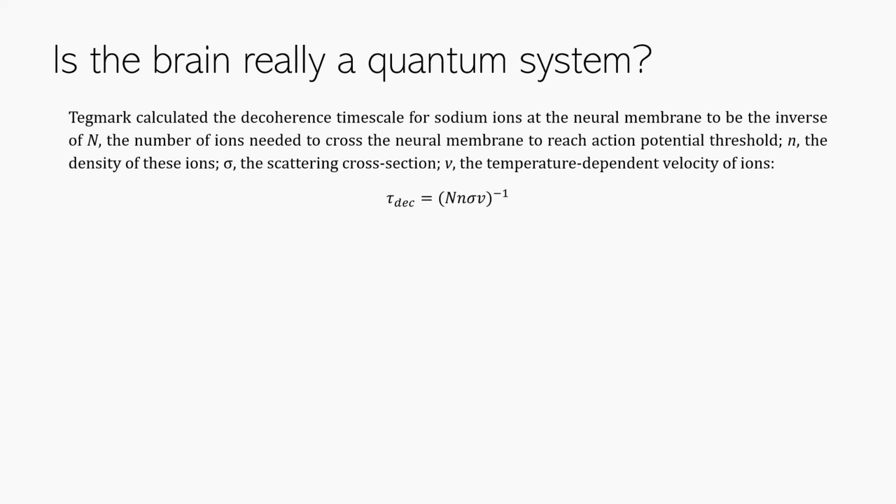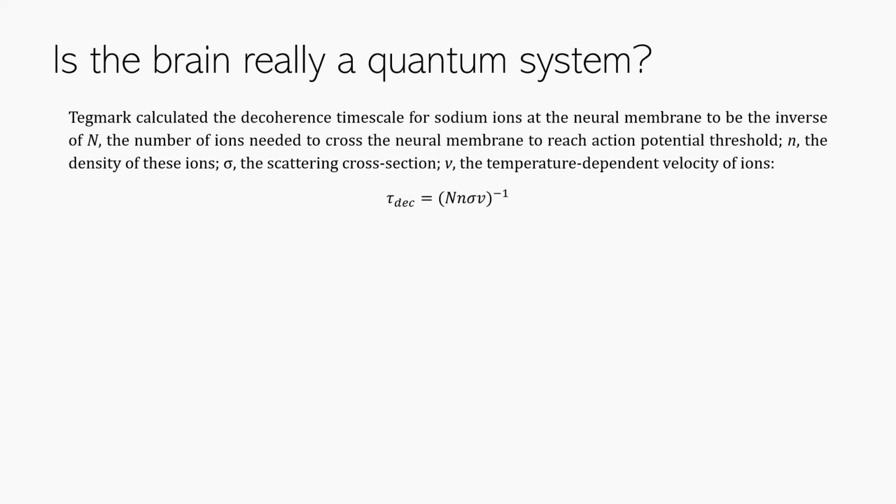Tegmark's calculation for the decoherence timescale of sodium ions at the neural membrane is the inverse of n, the number of ions needed to cross the neural membrane to reach action potential threshold, little n, the density of these ions, sigma, the scattering cross-section, and v, the temperature-dependent velocity of these ions. Tegmark pointed out in this foundational paper that the superposition of an ion decays exponentially on a timescale that's proportional to the mean free time between collisions.